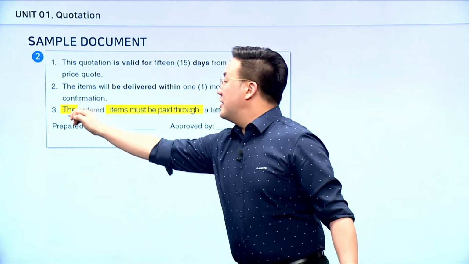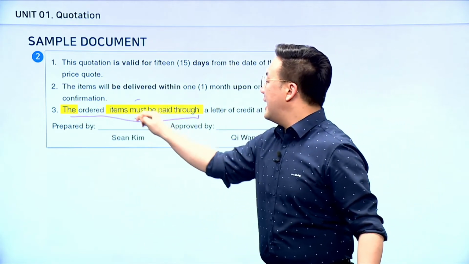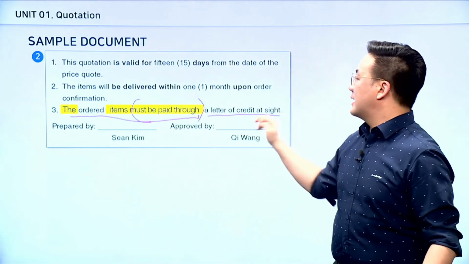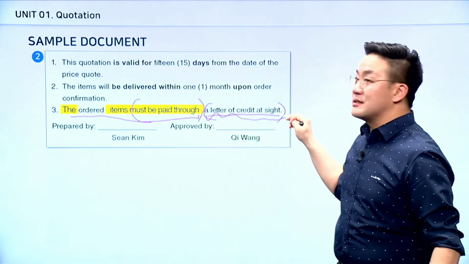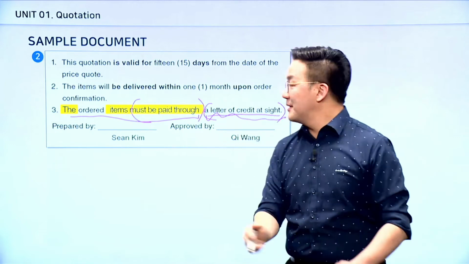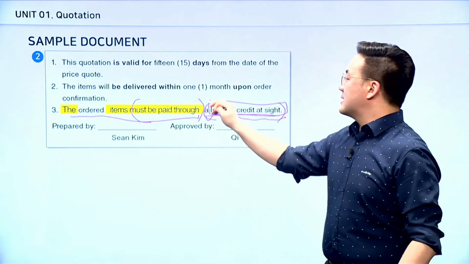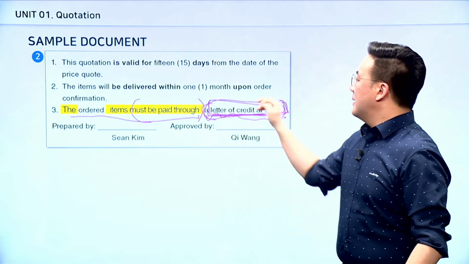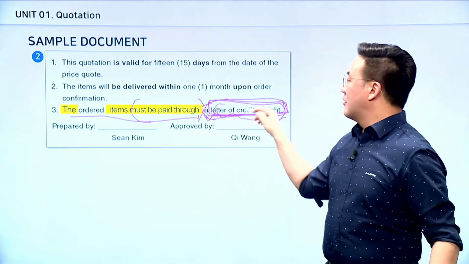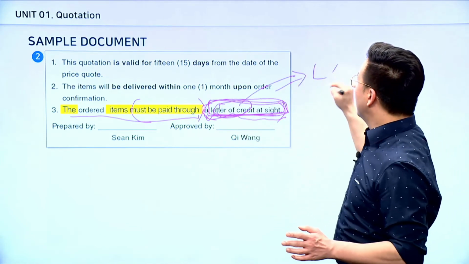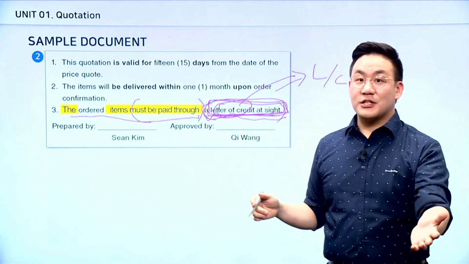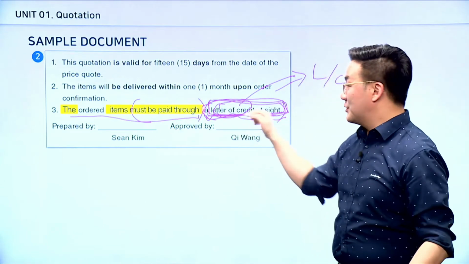The next one, the ordered items must be paid through a letter of credit at sight. I'm not going to get into what this is because that's a complicated trade term, but letter of credit at sight is a type of letter of credit which is usually called LC, right? So please look at the dictionary or your trade books when you want to know about this.